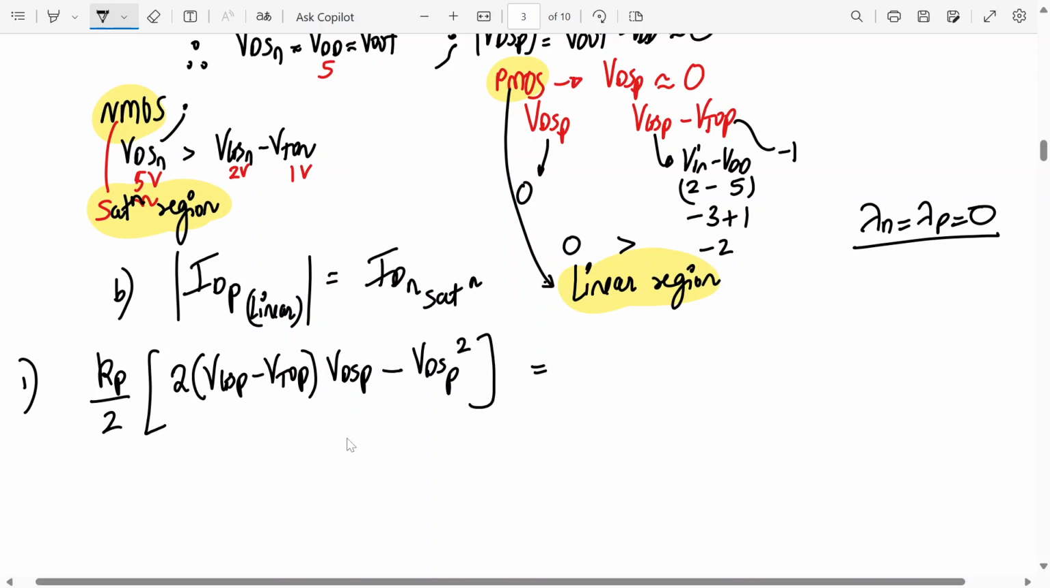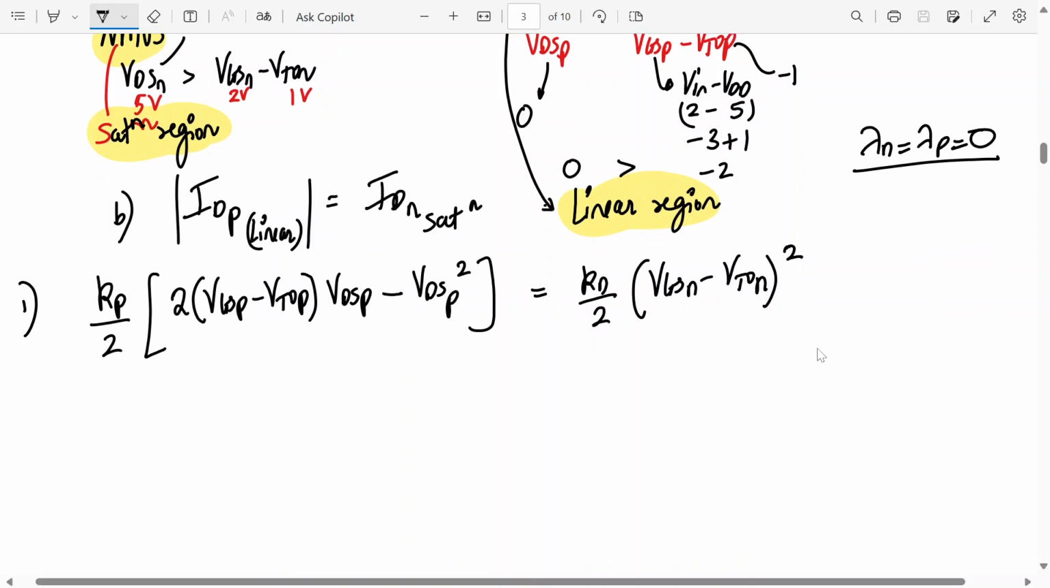This is ID linear, and ID sat is what? Kn by 2 (VGSN minus VTON) square. Why are we writing N here? To indicate it's an NMOS transistor, and P we have written to indicate it's a PMOS transistor. This is square. Now we have to solve this and also assume one more thing.